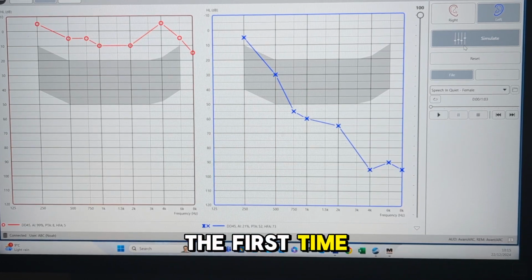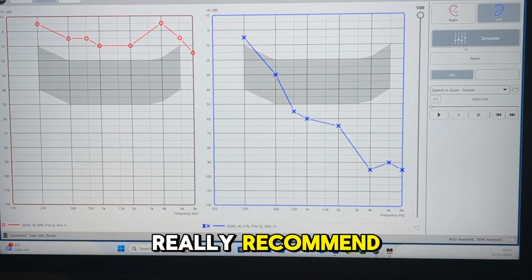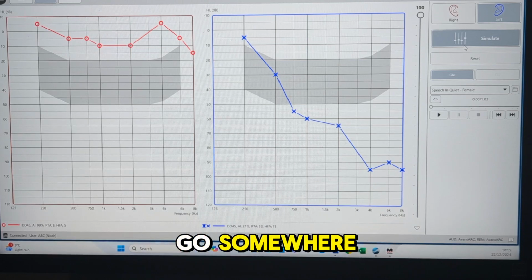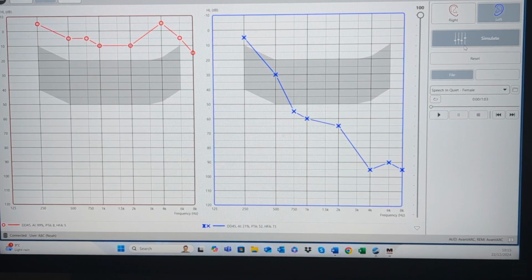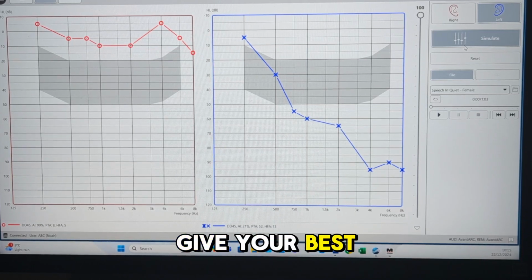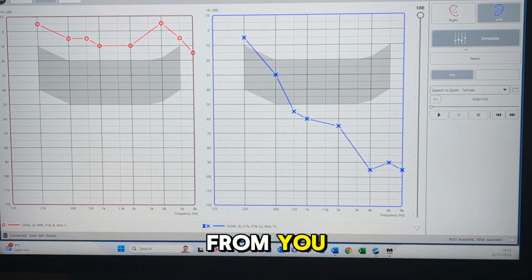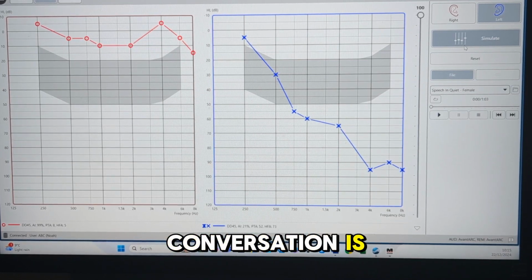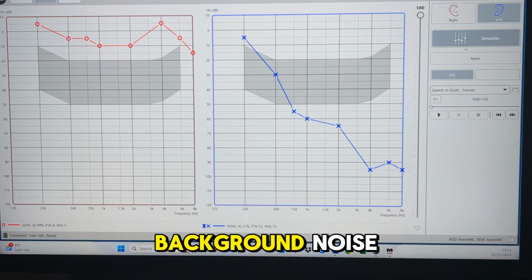If this is the first time you're watching this video, I would really recommend that you get a good pair of earphones, go somewhere quiet, and concentrate. Try to work out what is being said when we are in the simulation mode. Give your best effort to understand what is being said. The reason I request this from you is that this will give you a little taste of what it's like to have hearing impairment, because every conversation is a challenge, especially when there's background noise.